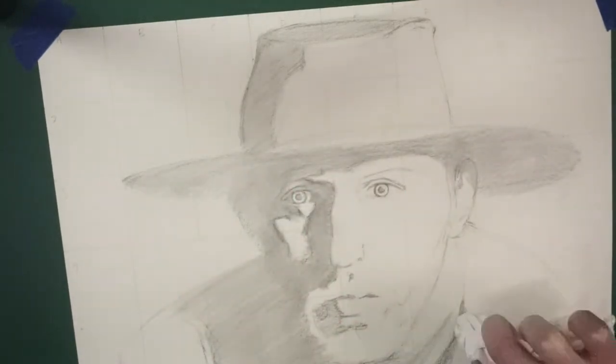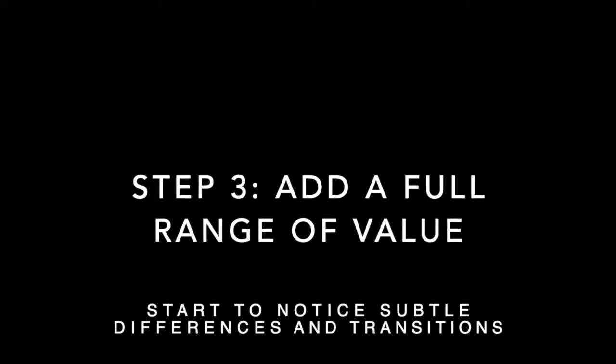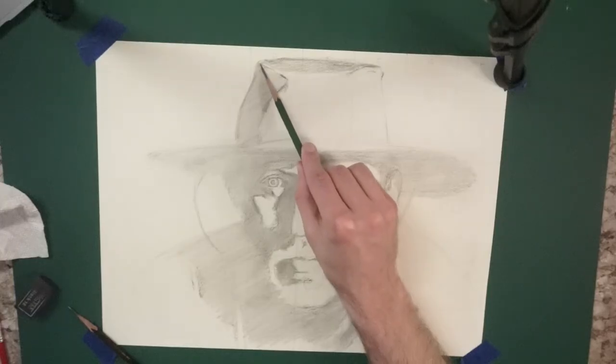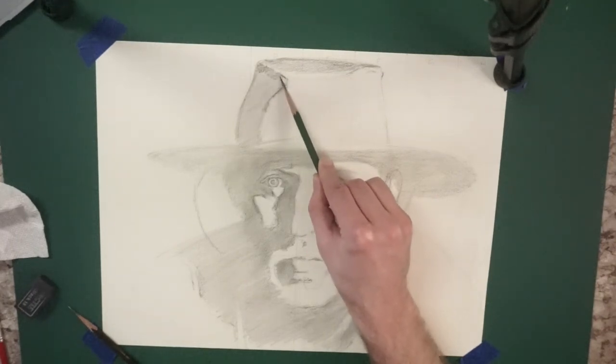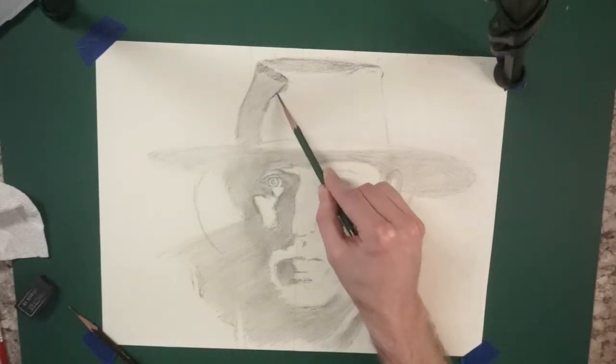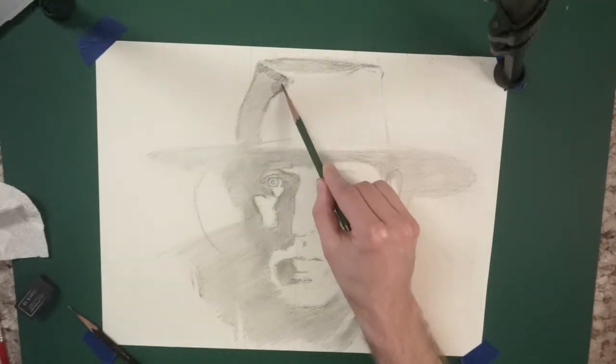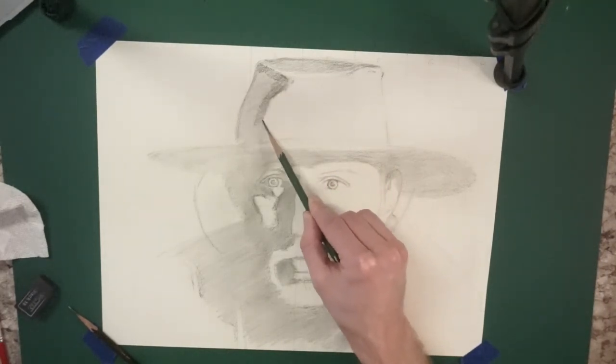Now I'm going to step 3, adding a full range of values. So now I'm thinking more about like a value scale and getting all the way dark and then keeping my values all the way through white, the paper ground showing. So I'm getting a full range of values, and that will start to create the illusion of form.